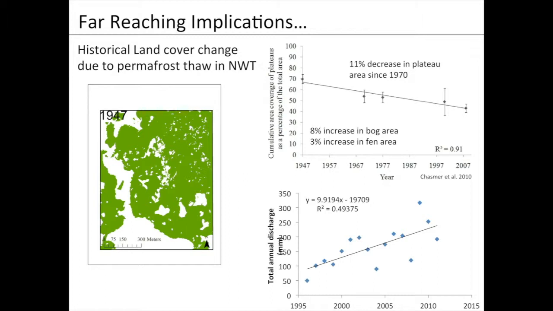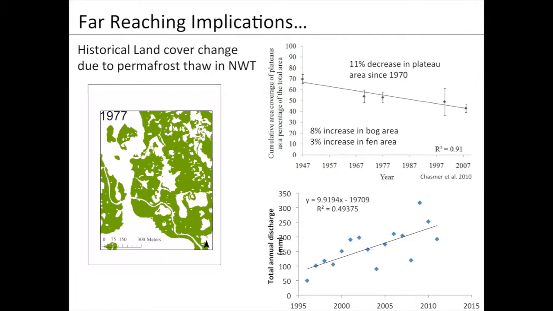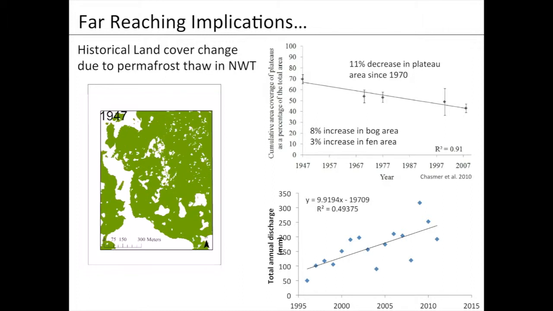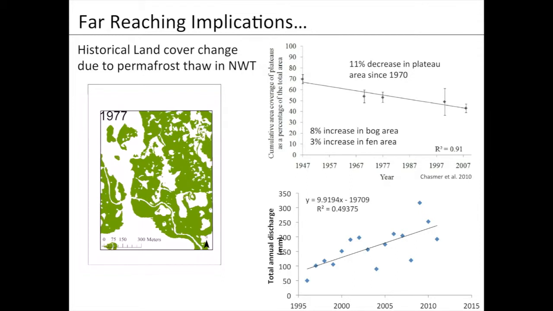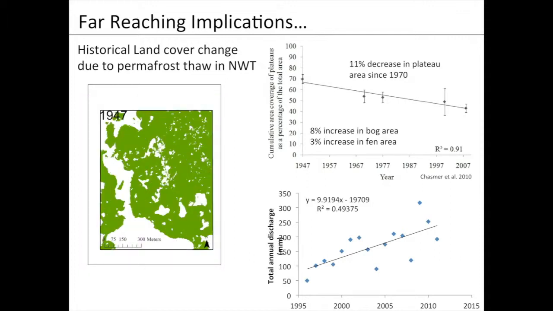Erin talked a bit about this, and I'll just try and show you this movie. These were from air photos from 1947 through to 2008. So the green areas are the permafrost areas, and the white areas are basically everything else, fens and bog and lake areas. So you can see quite a drastic change, and these were all manually outlined from air photos, so it took quite a long time.